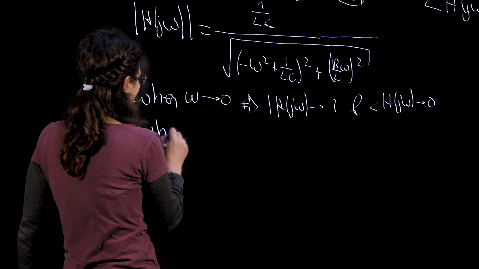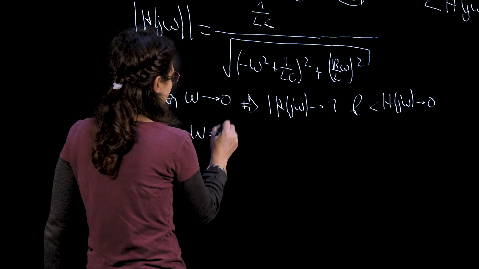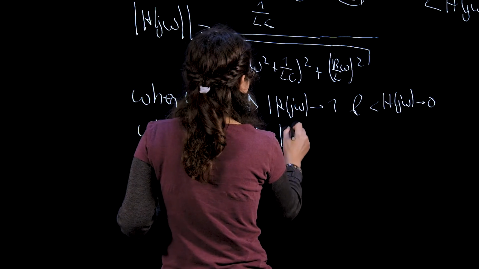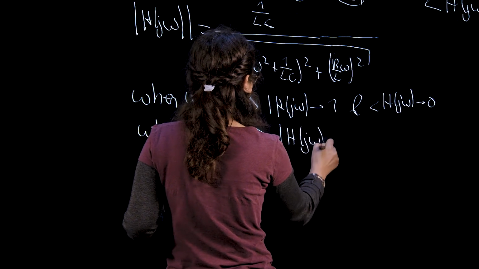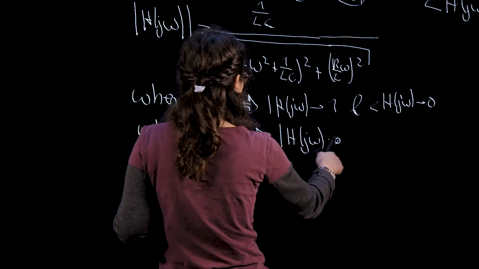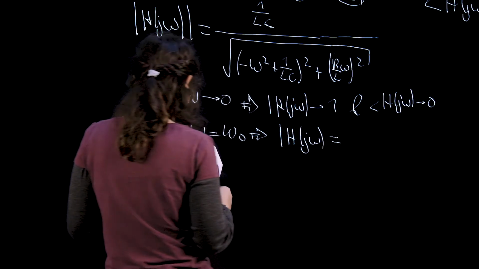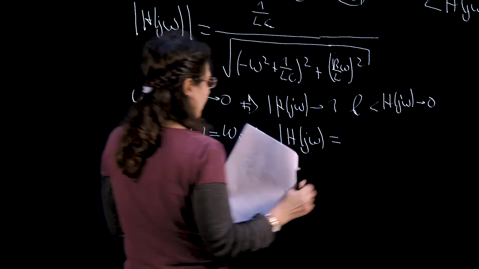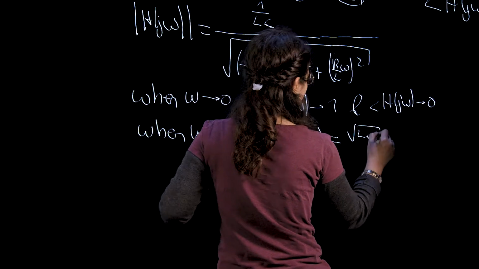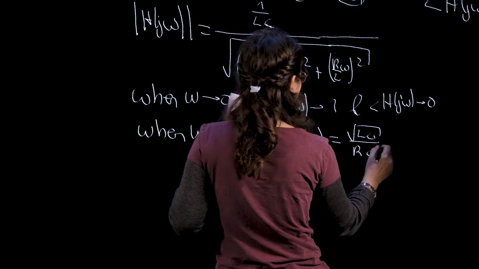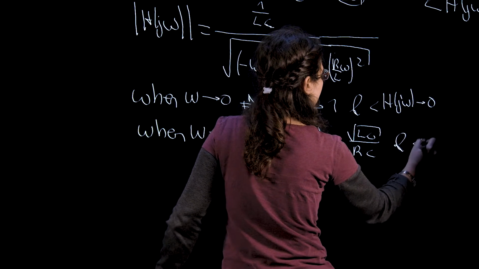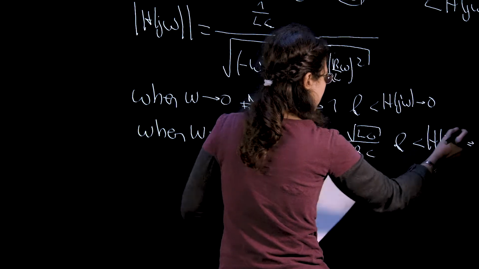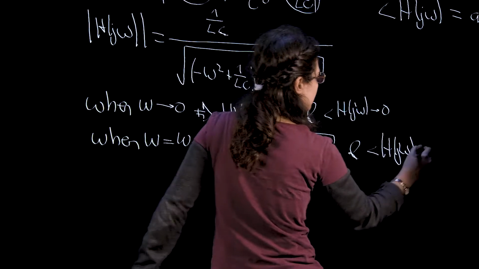And then when omega is equal to omega 0, my magnitude is equal to, where do I have that? It's a real number over RC. And the phase is equal to minus 90 degrees.